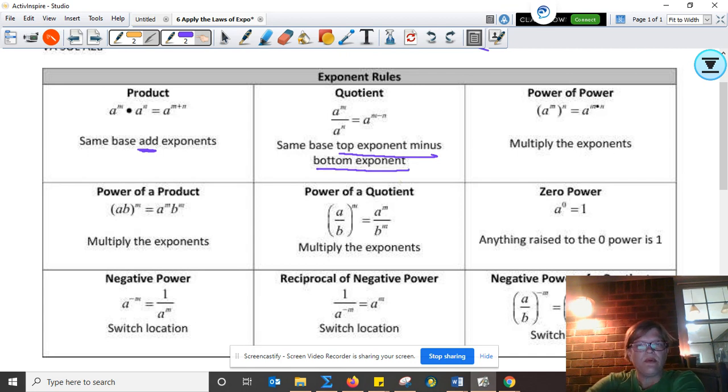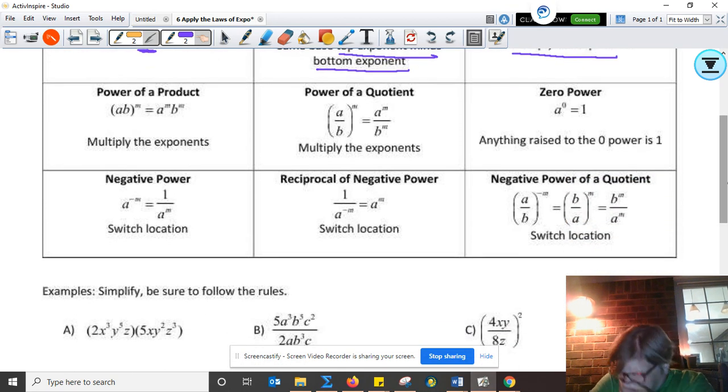A power to a power, you're going to multiply. You're going to distribute that in, and you're going to multiply the exponents. Power of a product: once again, you're going to distribute that inside to the exponents. Those exponents are both ones, so it's going to be 1 times m, which is m. You're going to multiply the exponents for a power of a product.